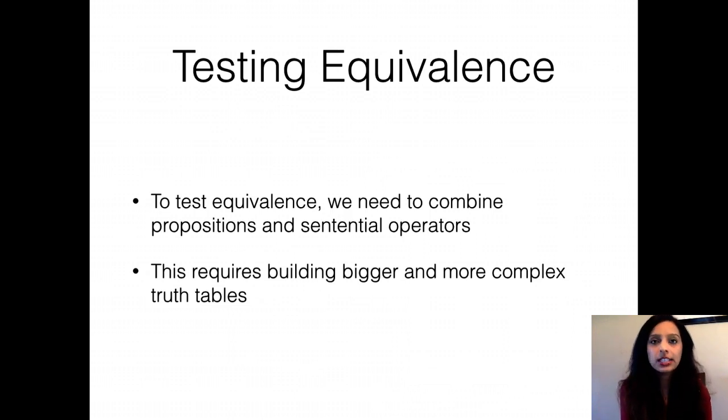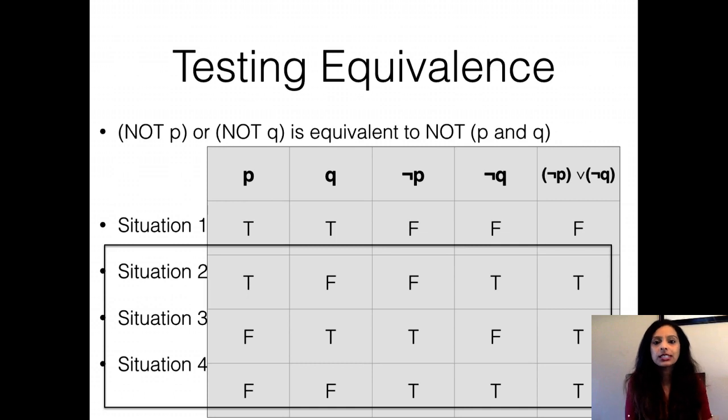To test equivalency, this is when you start to see that you can build more complicated semantic truth tables. So we are going to see whether negation of P or negation of Q is equivalent to negation of P and Q. The way we start is we always start with the left-hand side, finish the left-hand side, and then proceed to the right-hand side. What you see right now is the truth table for the left-hand side, which is negation of P or negation of Q.